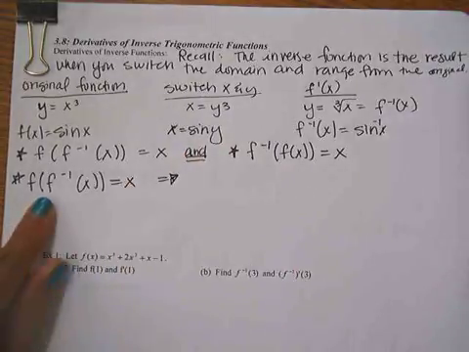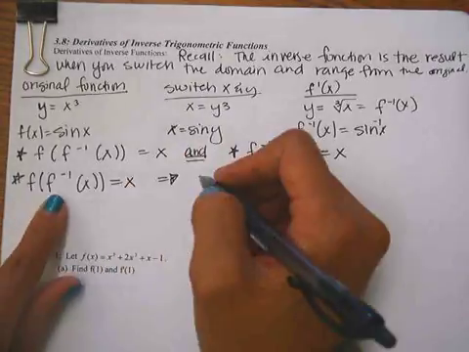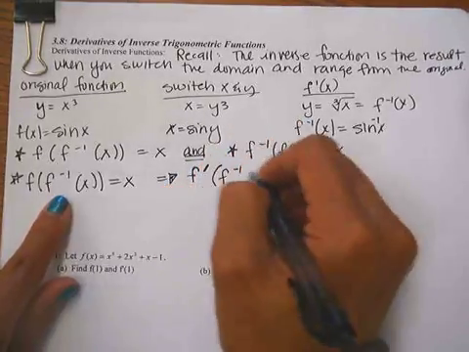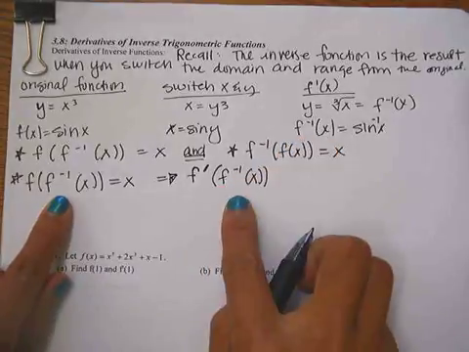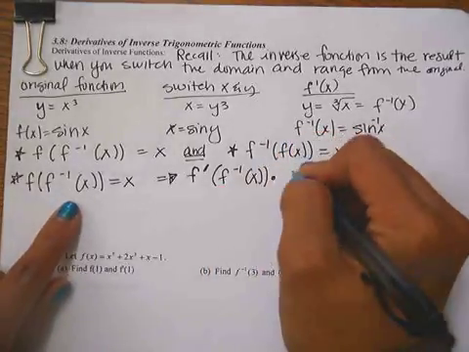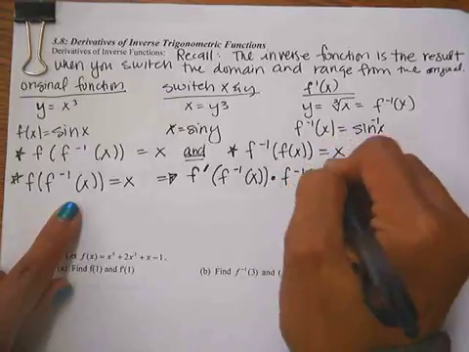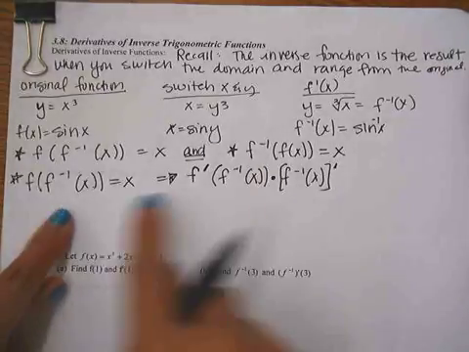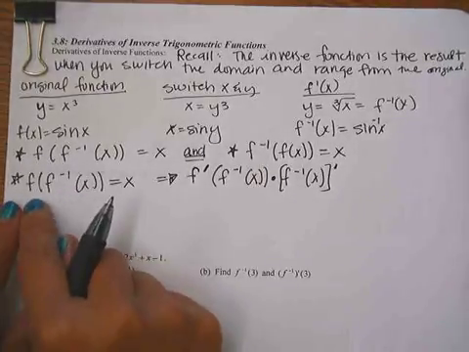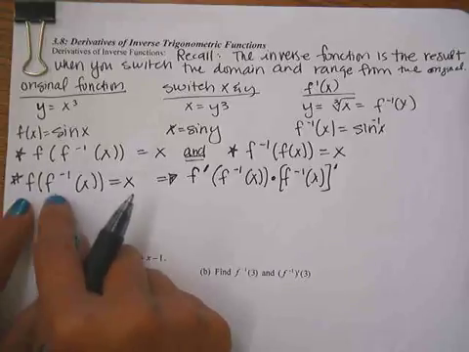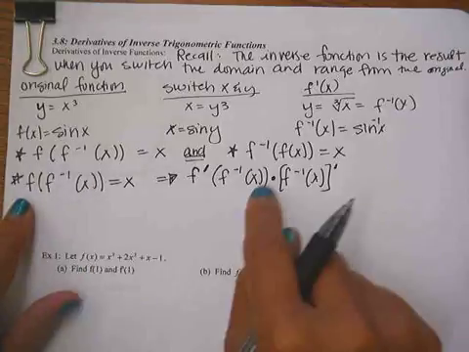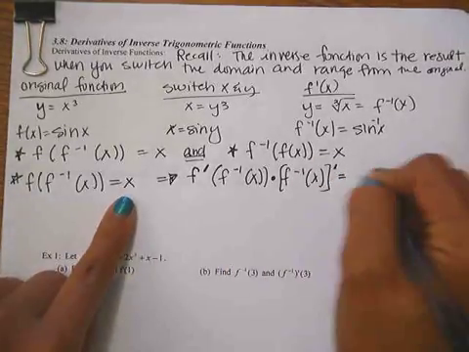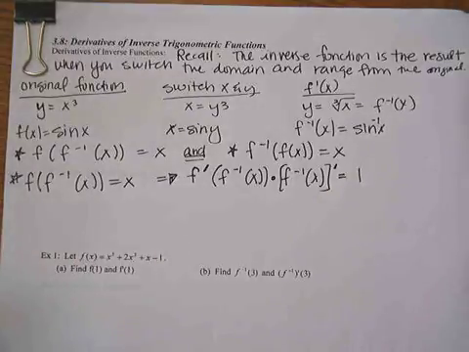I'm going to use the chain rule for this piece. So the chain rule says when you have a composition, we take the derivative of the outer component with respect to the inner component, f prime of the inner component, times the derivative of the inner component. We're going to take the derivative of x, which is going to be 1. You got it so far?